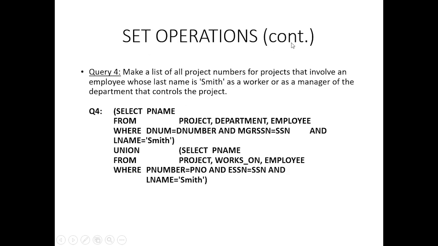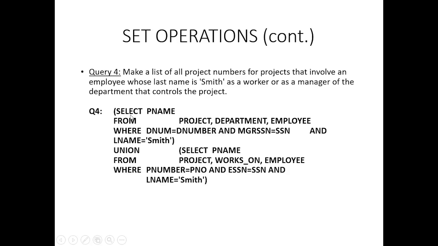And consider a query: make a list of all project numbers for projects that involve an employee whose last name is Smith, as a worker or as a manager of the department that controls the project. We need to get the project numbers for projects, and the condition is that these projects should involve an employee whose last name is Smith, and that Smith can appear as a worker or as the manager of the department that controls the project.